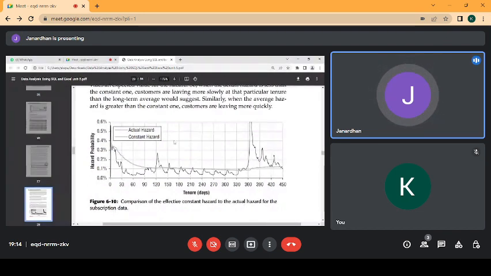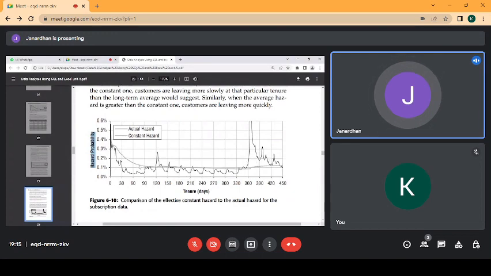In the graph here, the actual hazard is the thick line, and the constant hazard is the lighter colored line. This is the tenure in days, and this is the hazard probability. The actual hazard probability is very high between 360 and 390, but the constant hazard probability is normal. It's just a line, a normal line with a little bit of curve.